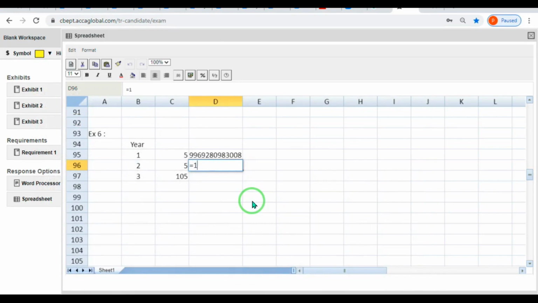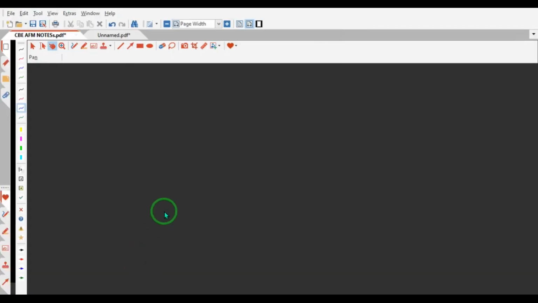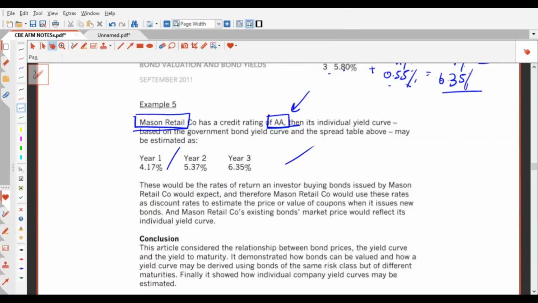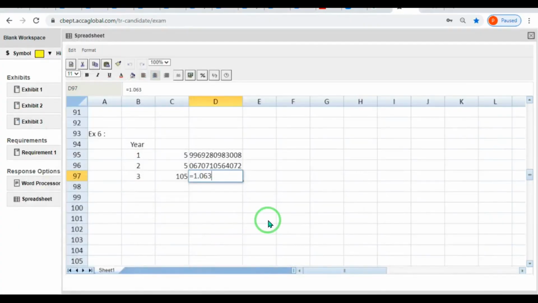1.0537 to the power of negative 2. Enter over here. This will be 1.06 something. Memory is very bad nowadays. 635 to the power of negative 3. You can use the power, but I think typing it is better so that the marker can also see exactly what you're typing. So this is what you're going to get here.